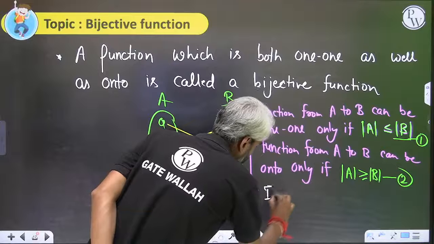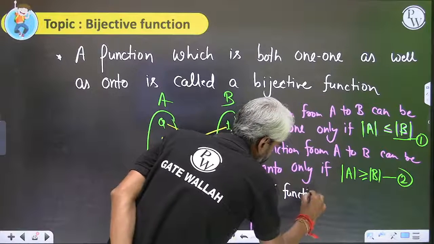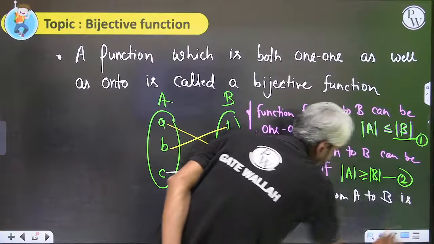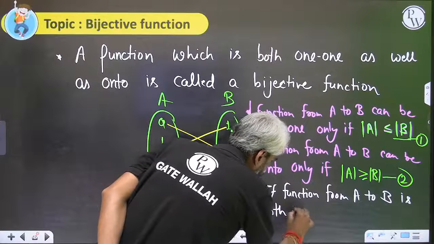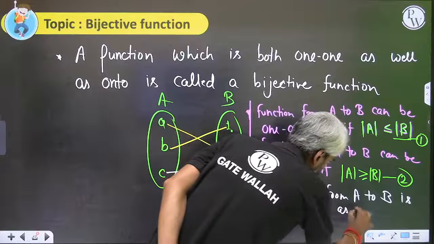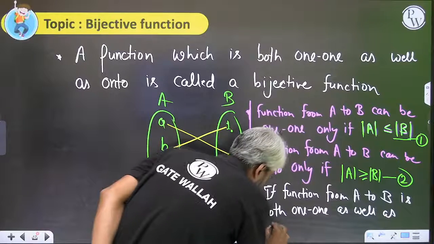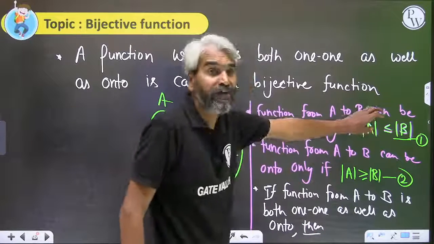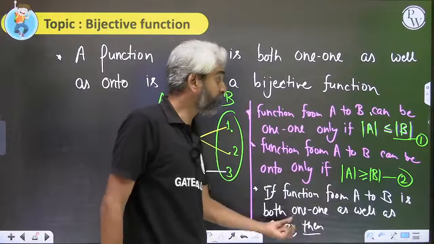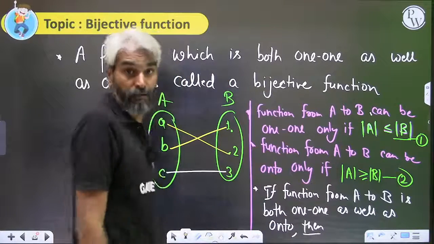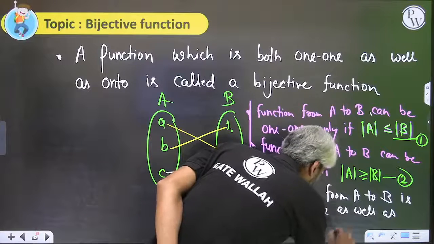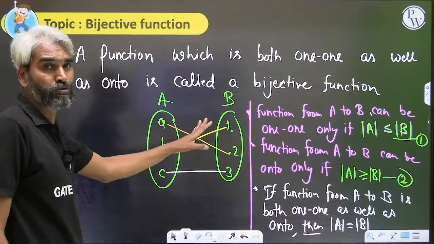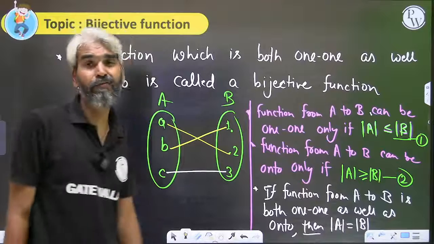If a function from A to B is both one-one as well as onto, then, sir, for one-one this condition should be satisfied, and for onto this condition should be satisfied. For both one-one as well as onto, both of them should be satisfied simultaneously. Therefore, mod A has to be equal to mod B. So a bijective function is possible from set A to set B only if both these sets have the same cardinality.